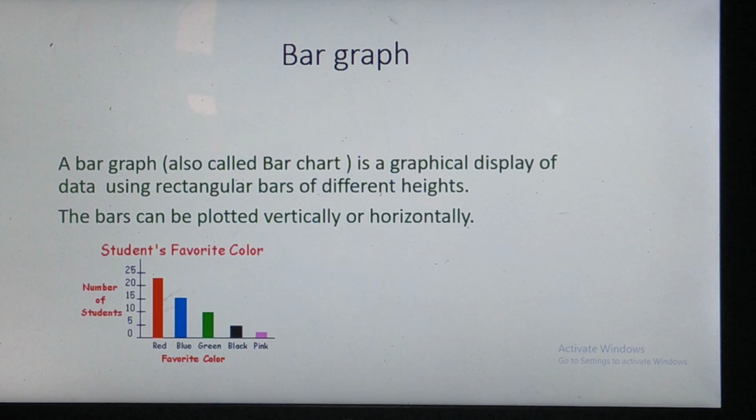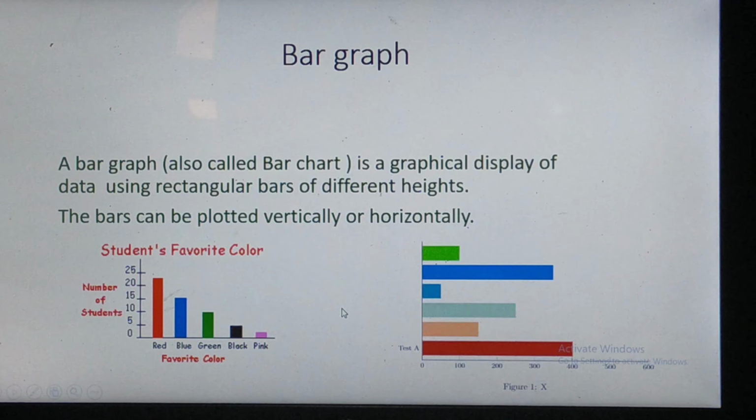For example, this is an example of a vertically plotted bar graph, which means the bars will be in a vertical form. And for the example of horizontally plotted bars, this is an example. The bars will be in a horizontal way. So these are the examples of vertically and horizontally plotted bars.